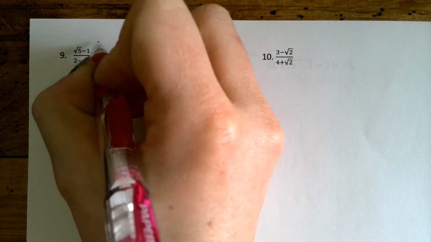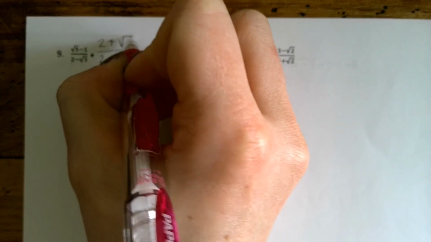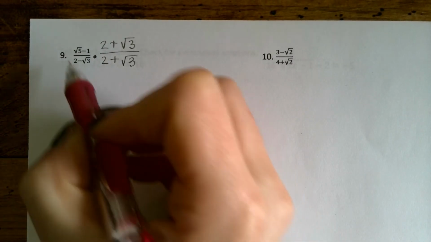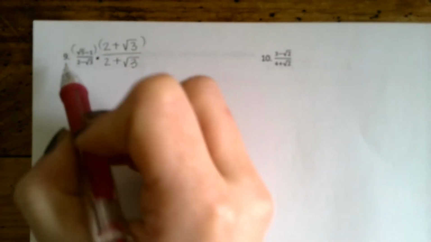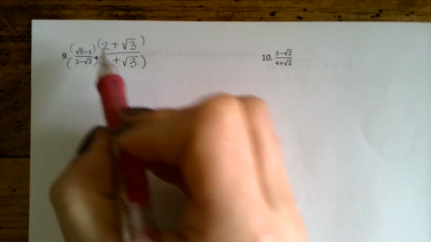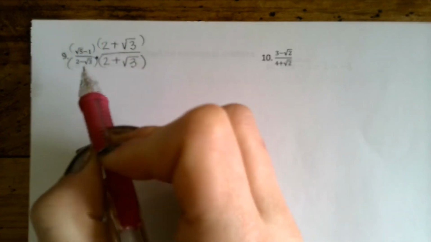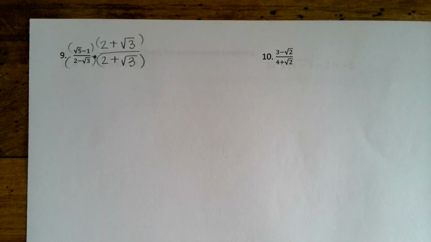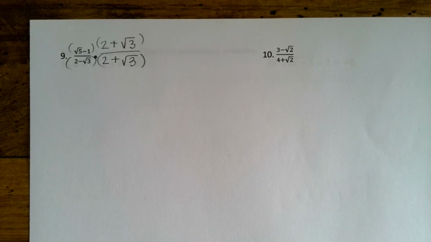If I multiply that on the bottom, I also have to multiply it on the top. I like to put all of these in parentheses because it helps me realize that I have 2 binomials being multiplied on the top and 2 binomials being multiplied on the bottom. So just like we saw in the last 2 problems, we're going to do a bunch of distributing.